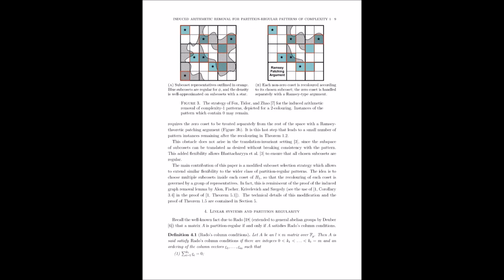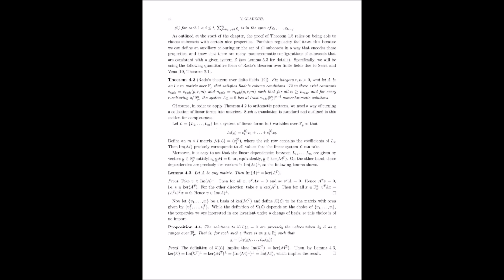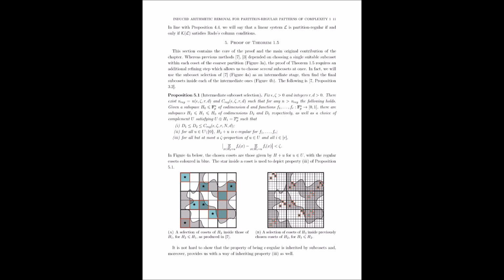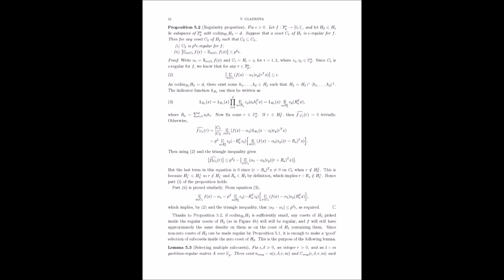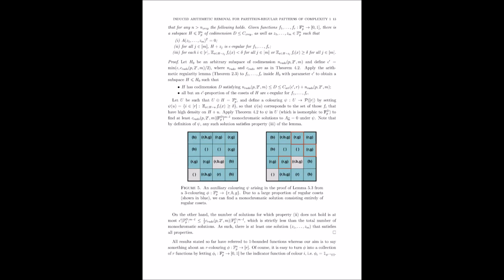It sounds like they're walking a tightrope here, trying to balance all these different factors. Yeah, and they actually leverage the property that makes these patterns so persistent in the first place, partition regularity. They use it to define what's called an auxiliary coloring on the set of all possible subcosets. Wait, an auxiliary coloring. So they're introducing a whole new coloring scheme on top of the original one. Exactly. But this new coloring, it's not about aesthetics. It's about strategy. The colors in this new scheme actually represent desirable properties that they want their chosen subcosets to have. Things like being regular in the sense of Fourier uniformity and having color densities that align well with the densities of the larger cosets.